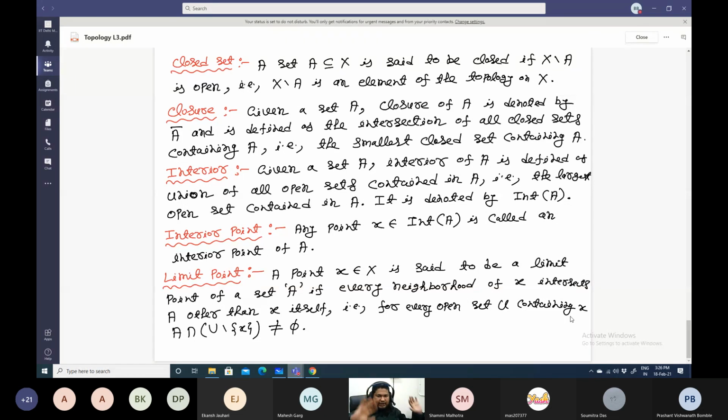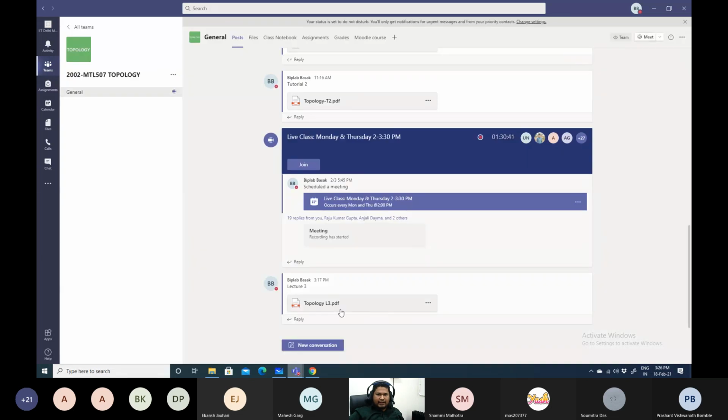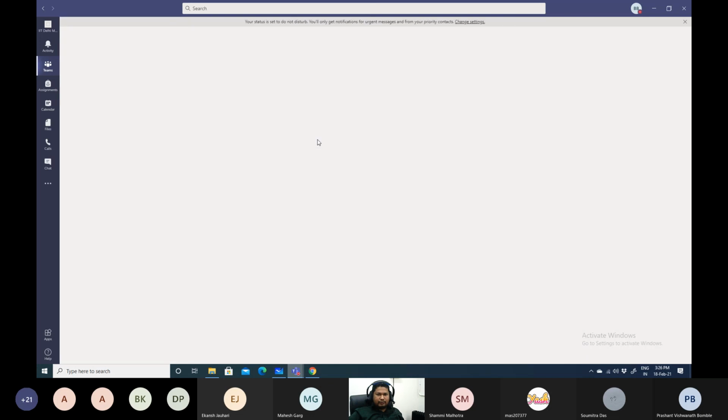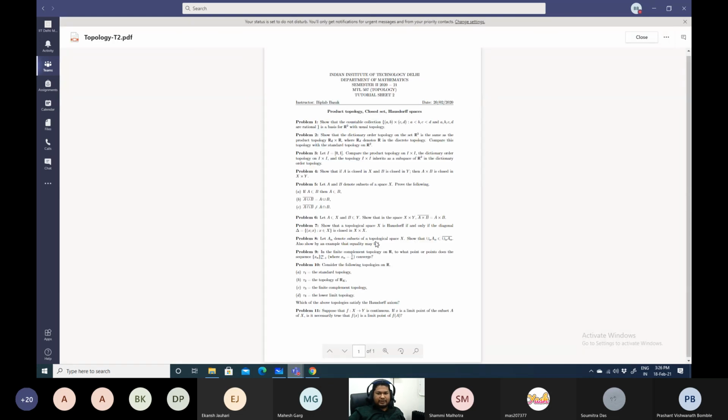Okay, now just read this part and we will meet in the next lecture. And also try the tutorial problems as well. I have also uploaded a tutorial too. This one. You just try to solve this one as well.